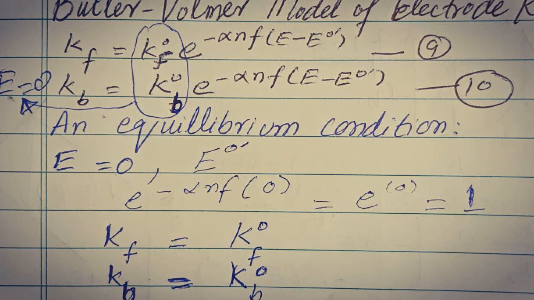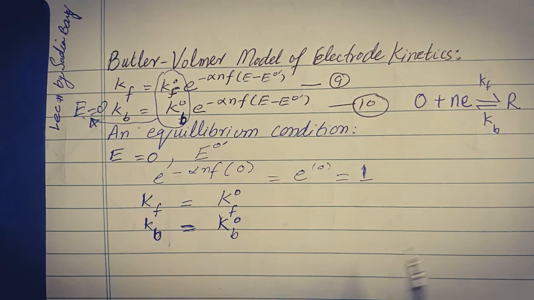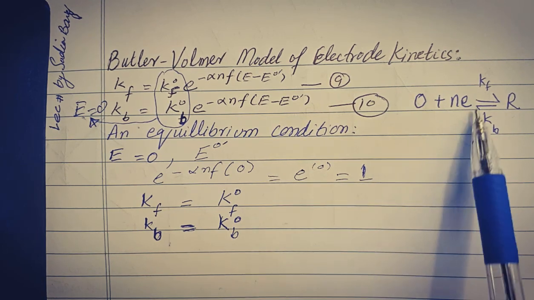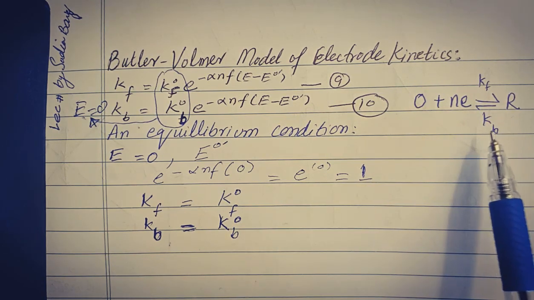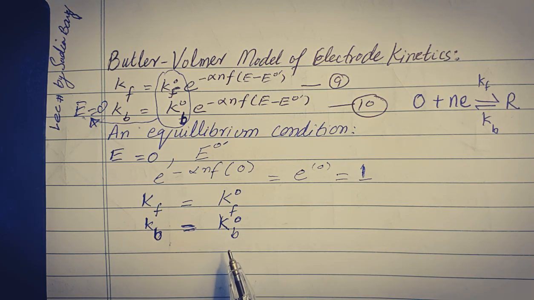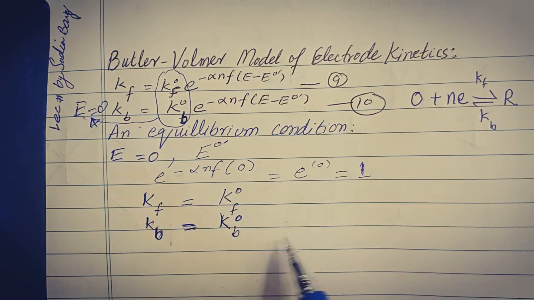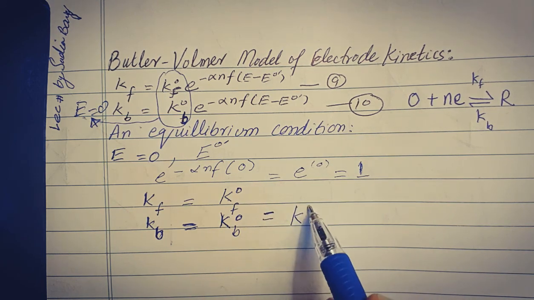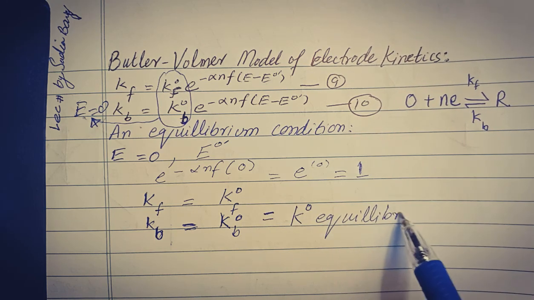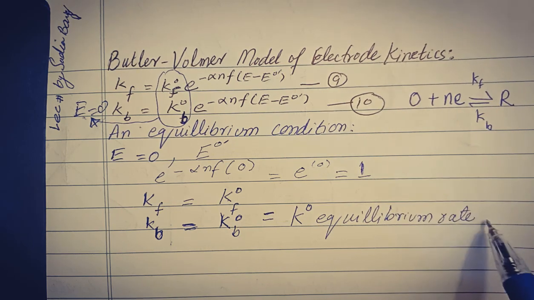So here in the reaction at equilibrium condition, the rates of forward and backward reactions are the same, so these two constants are equal. So we can see that all four constants are actually equal to K naught, which is known as the equilibrium rate constant.